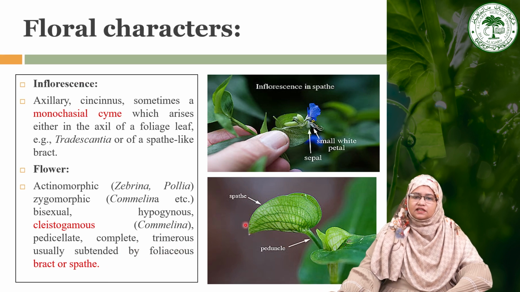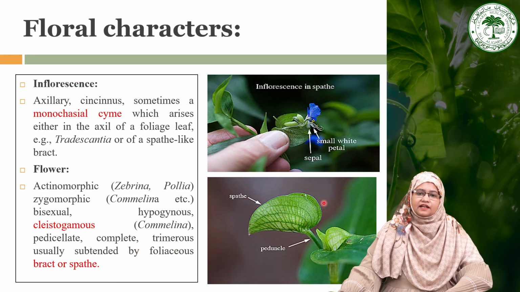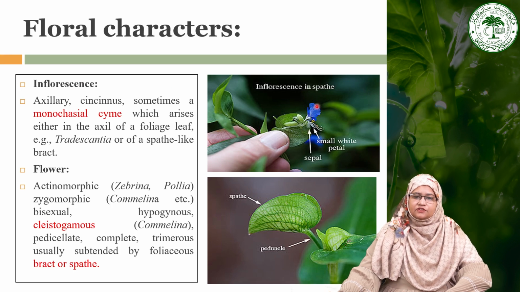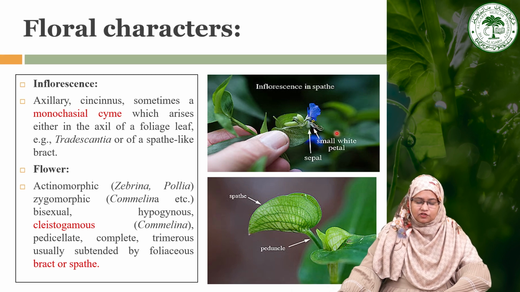You can identify this family by its bract or spathe, in which you can see the inflorescence. This is a monochasial cyme, that is the Commelina plant. As you can see here, it shows a monochasial cyme inflorescence, and this is the spathe. Here you can see the sepals and these are the petals. This one is a white reduced petal, and these are the androecium and gynoecium.